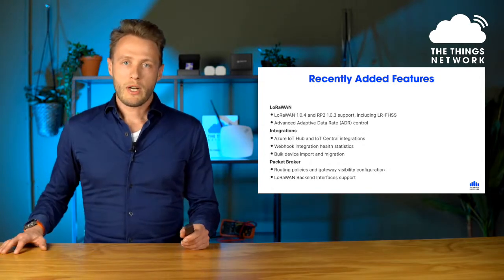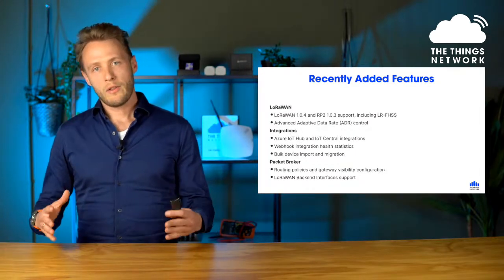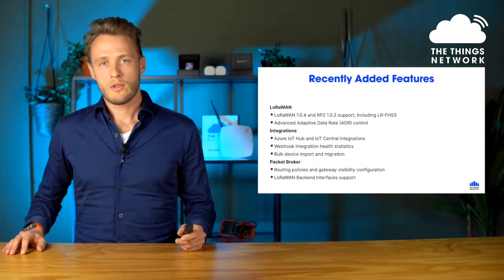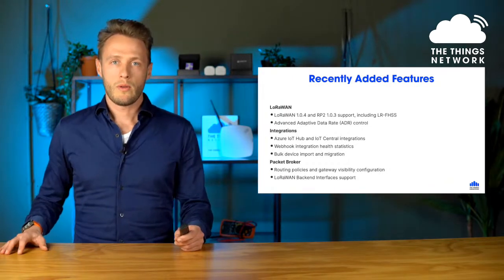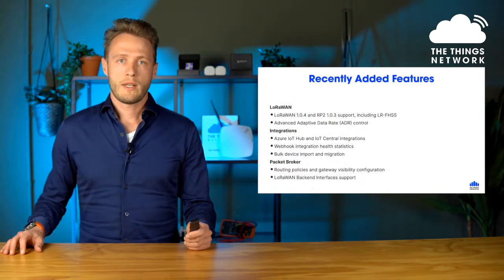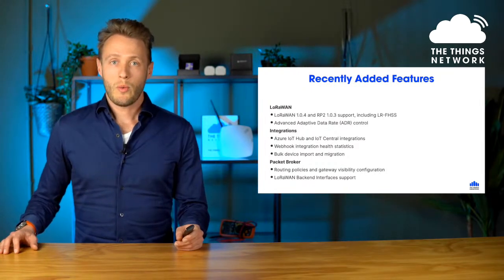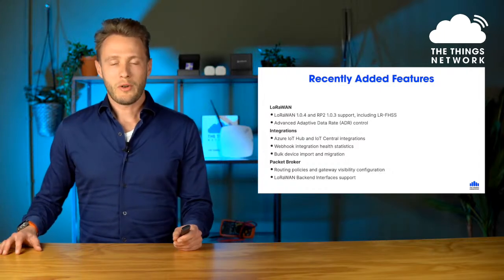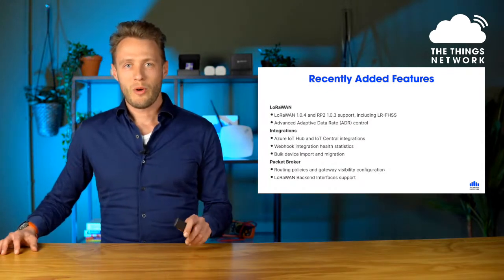We also added a couple of new integrations, including Azure IoT Hub and IoT Central integration, and we also added health statistics of your webhook integrations. So if you have a webhook integration and the server is a bit slow or it's down, we'll give you notifications. We added bulk import, so if you want to migrate your device fleet from another network server to the Things Stack, or between Things Stack deployments, or if you want to import CSV files with end device data, you can now do that. And finally, in Packet Broker, we added advanced routing policy configuration and gateway visibility configuration and support for LoRaWAN backend interfaces, but more on that later.